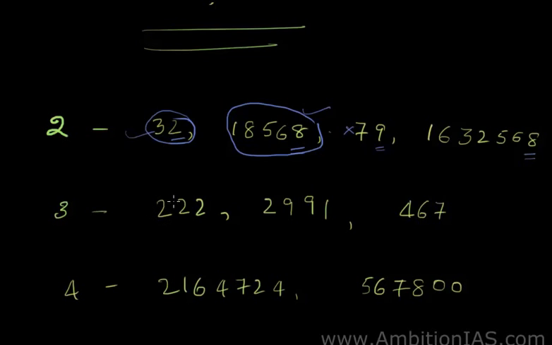Now let us check out the divisibility rule for 3. The divisibility rule for 3 is very simple. You need to add all the digits of a particular number, and if the sum you get after this addition is divisible by 3, then the complete number is divisible by 3. What I mean to say is, you add 2 plus 2 plus 2, which is 2 plus 2 is 4, and 4 plus 2 is 6. Now 6 is divisible by 3, hence this number will be divisible by 3.